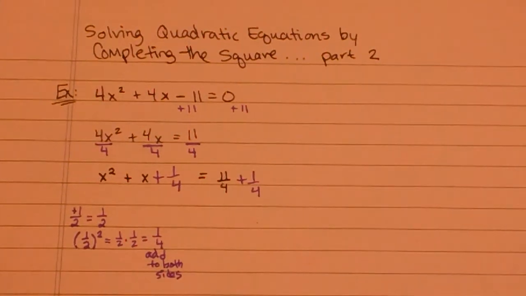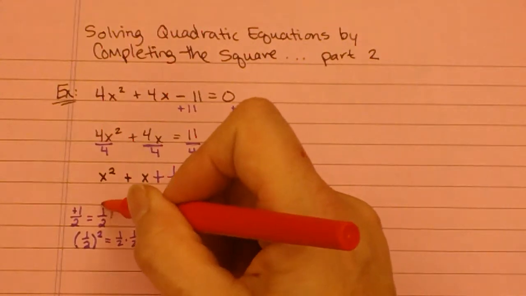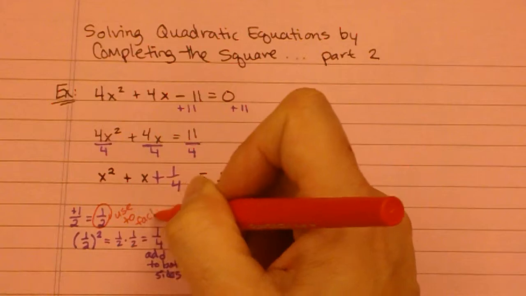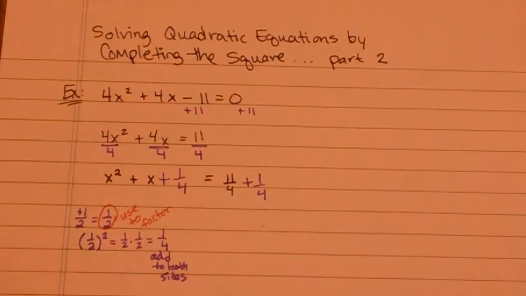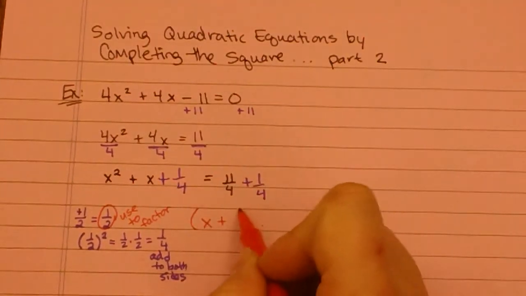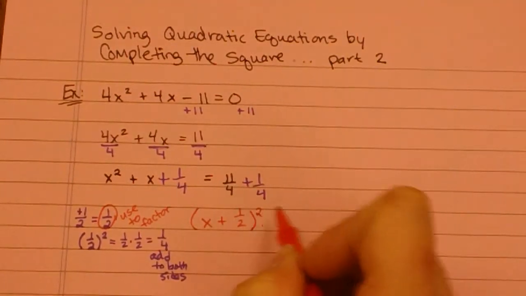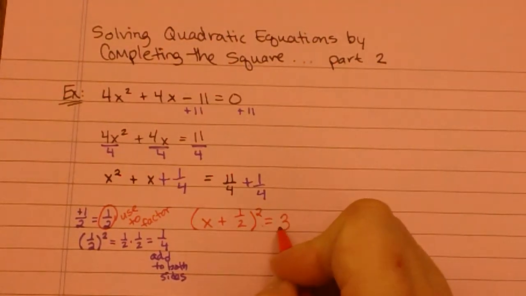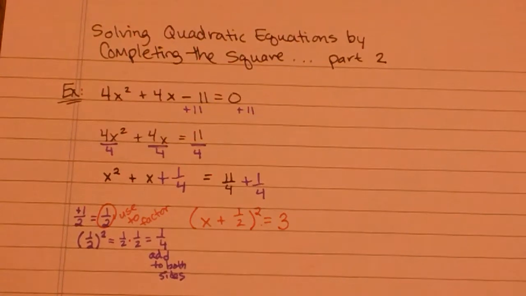and then I'm going to be factoring the left side, the side with the variables. When I factor that left side, I'm going to use this value right here to factor it. So I use 1/2 to factor. Since it's a positive 1/2, this side is going to factor into x plus 1/2 parentheses squared equals, and then 11/4 plus 1/4 is 12/4. 12/4 is equivalent to 3. So I'll have x plus 1/2 squared equals 3.